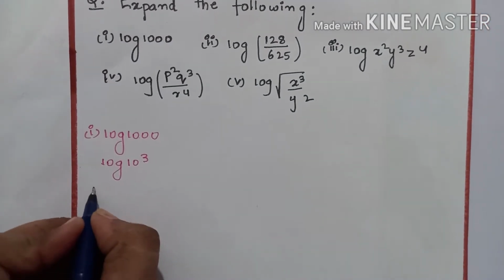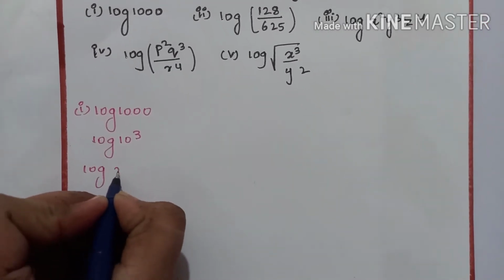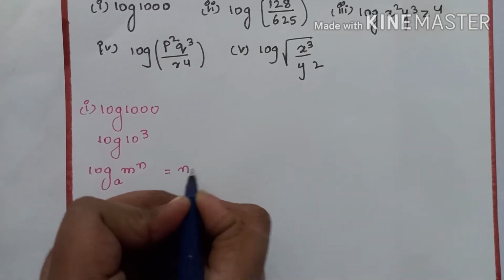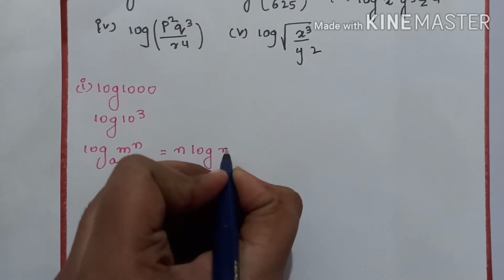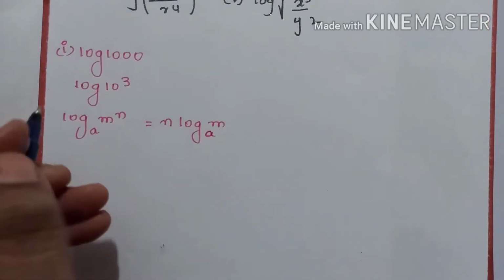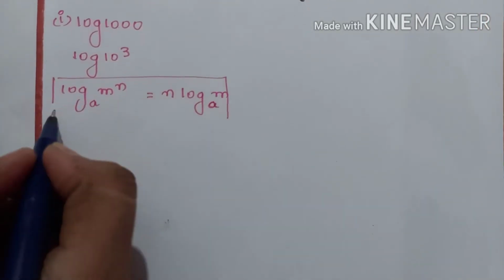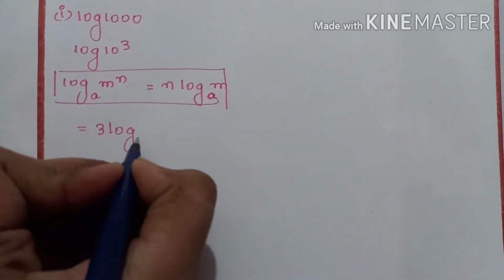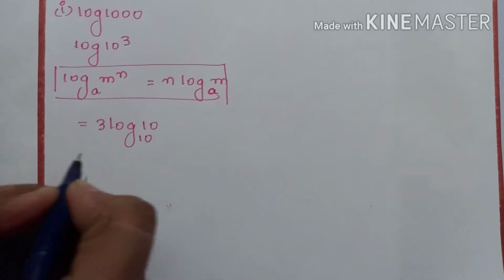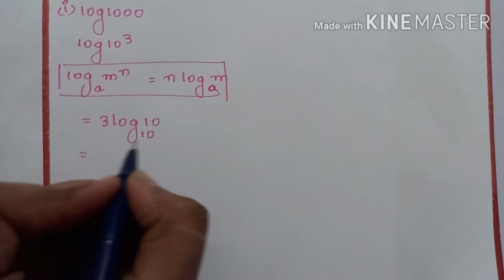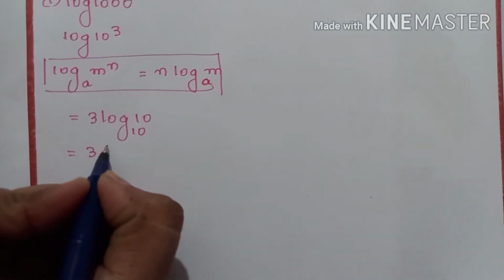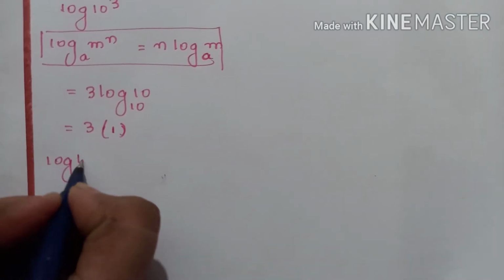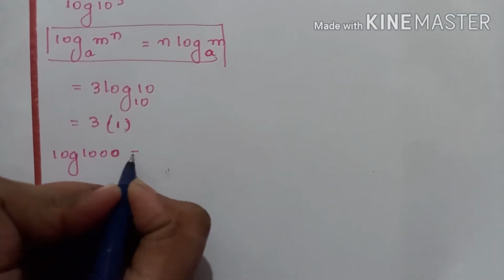And we know the property that log m power n to the base a can be written as n log m to the base a. So by using this property, this can be written as 3 log 10 to the base 10. You know that log 10 to the base 10 is 1. So it is 3. So therefore log 1000 is 3.